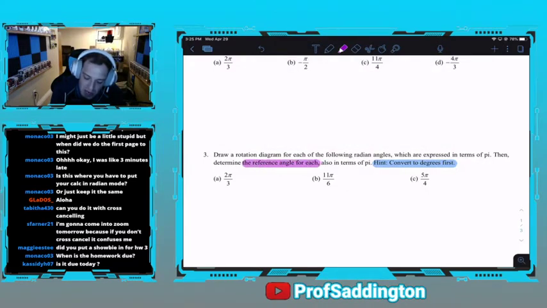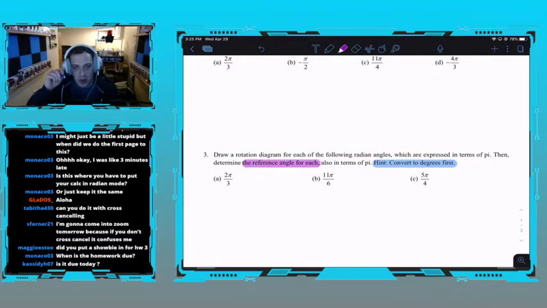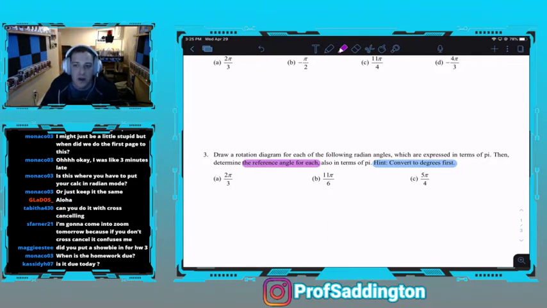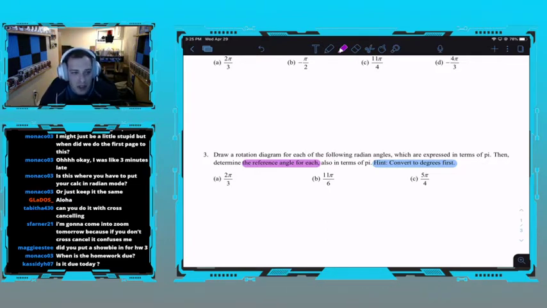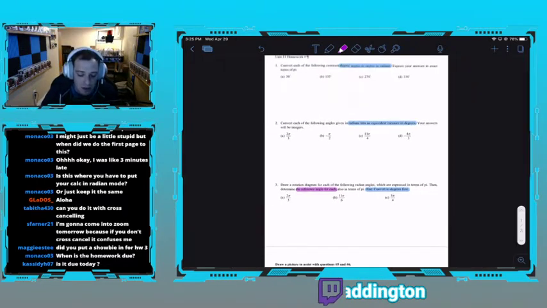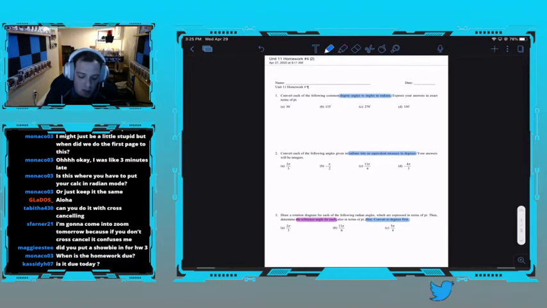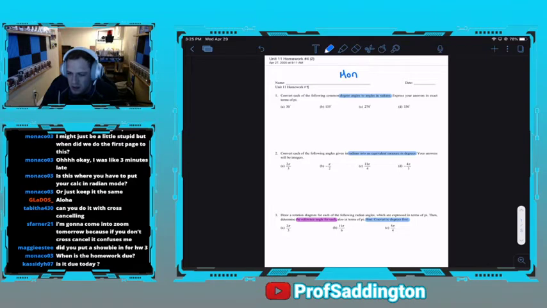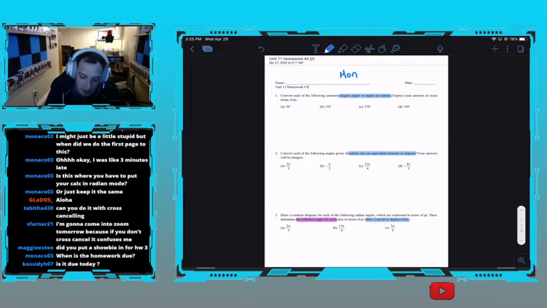So make sure after you draw it, tell me what the little angle is going to be in the right triangle. This homework is not due until Monday. Okay? So this homework is going to be due on Monday. That would be May 4th. So 5/4.